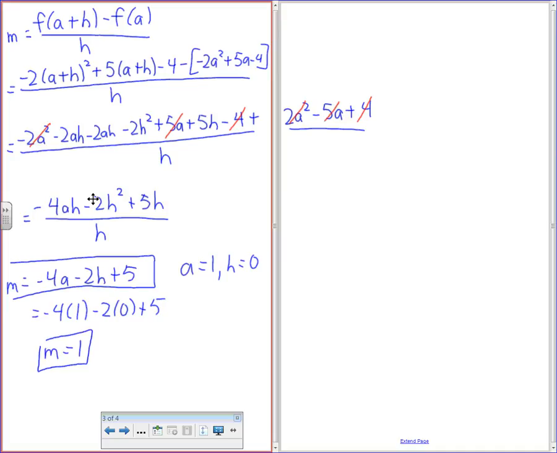Did anyone get the same answers? Yep. Weird. I got 1. I got 1. Do I know why I'm thinking this is weird? Because what was the average rate of change? Negative 1. And the instantaneous was positive 1? It must do something crazy.